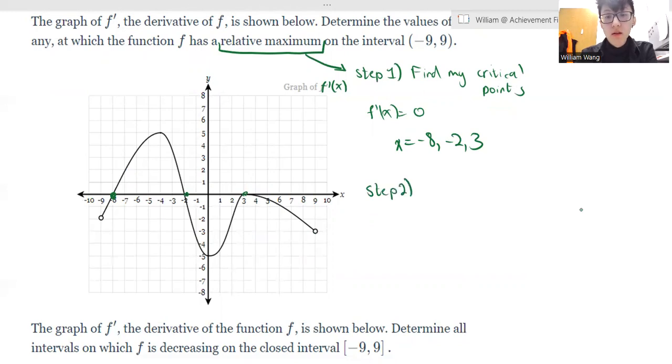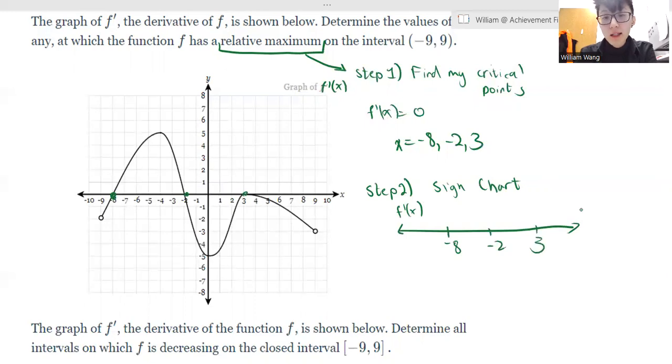Step 2, right? If you remember, our previous work is our sign chart. Right, let's create a sign chart so I can see what's actually happening at each of these critical points. So my critical points are -8, -2, and 3. My sign chart is of my derivative, right? So let's label this as positive and negative.